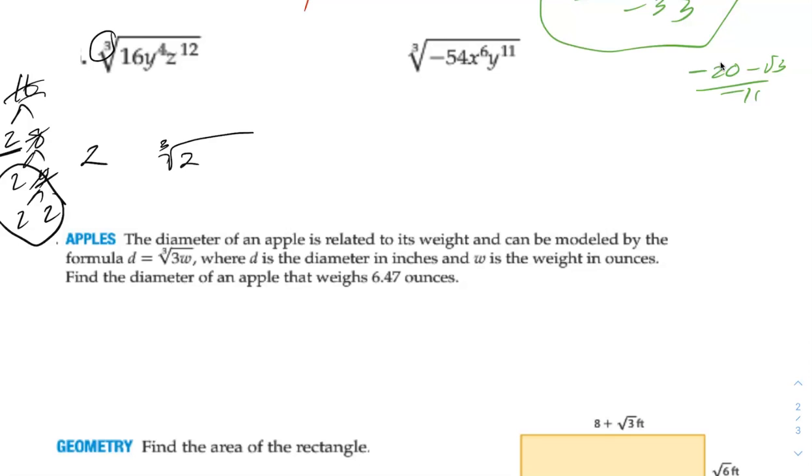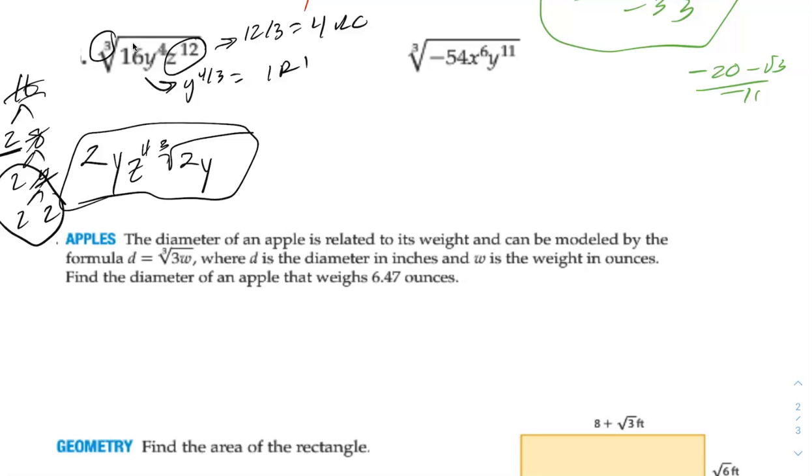Like that. How about these guys? Well, divide by 3. y to the 4th divided by 3. That's 1 remainder 1. So there's 1 y on the outside, 1 y on the inside. 12 divided by 3 is actually just 4 remainder 0. So there's just 4 z's on the outside. And there we go. Same to the next one. Like, oh, wait, there's a negative there. Well, it's an odd power, so it does nothing.